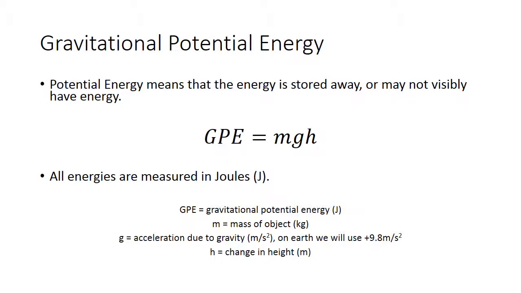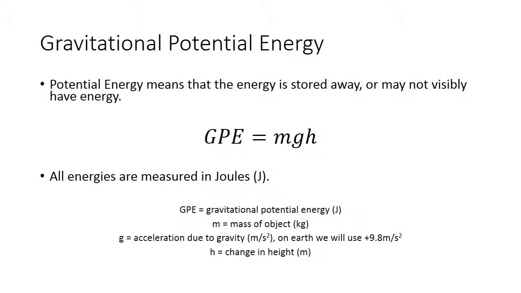So here we have the equation for gravitational potential energy. We see GPE equals mgh. Now, just like work, all of these energies are measured in joules. m is the mass of the object. Little g is the acceleration due to gravity. On Earth, we will be using 9.8 meters per second squared. Now, we do not have to worry about the negative sign for this. When we calculate the gravitational potential energy, we will be using positive 9.8.